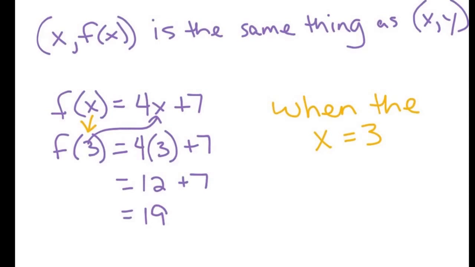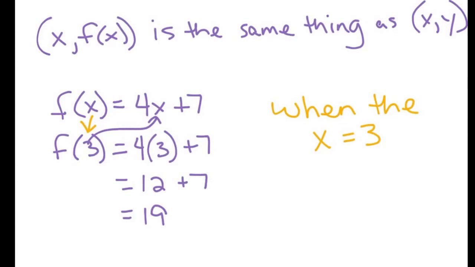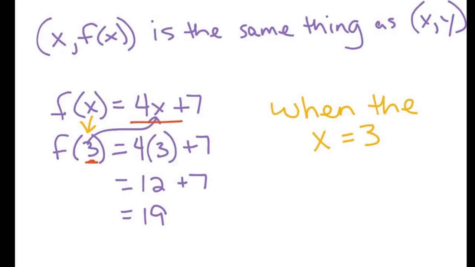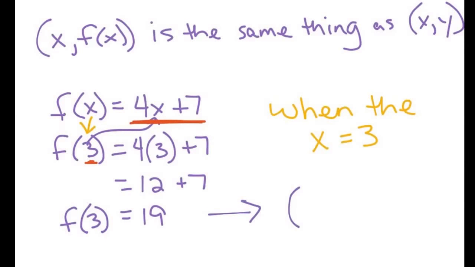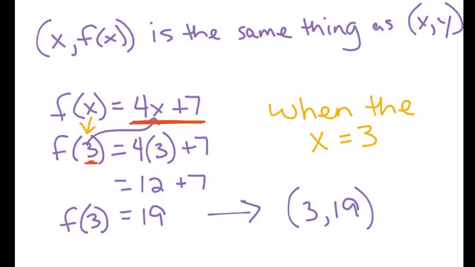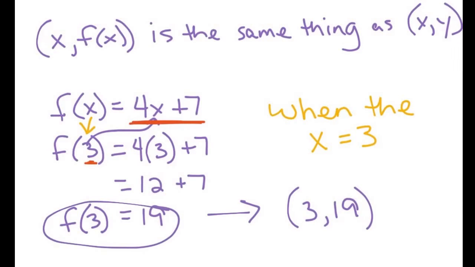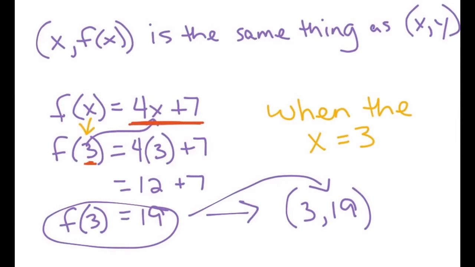It's important to know what equals 19. x doesn't equal 19 because x equals 3. f of x doesn't equal 19 because f of x equals the expression 4x plus 7. So 19 is equal to f of 3, specifically where x is 3. So this is the same thing as the ordered pair 3, 19. So we've got to start relating this notation with what it means as an ordered pair or on a graph.